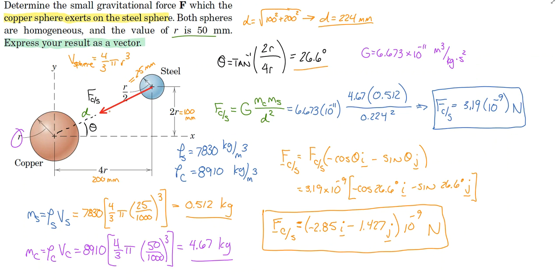Now, if the problem had asked us for the force which the steel sphere exerts on the copper sphere, the vector would look almost identical, except it would point in the opposite direction. It would have the same magnitude, it would have the same angle, but it would point the opposite direction, so these would both be positive numbers instead. So a good question.